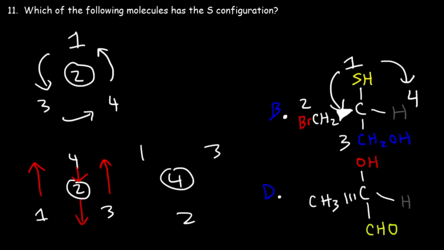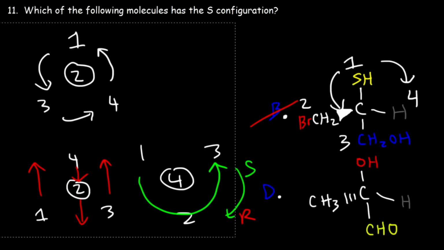Now we can count it from 1 to 2 to 3. So right now, this appears to be S, counterclockwise. But because number 4 is in the front, we need to reverse it. So the answer is R, which means B is not an answer.